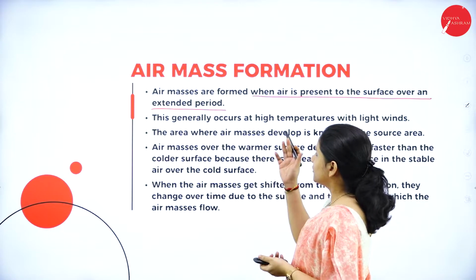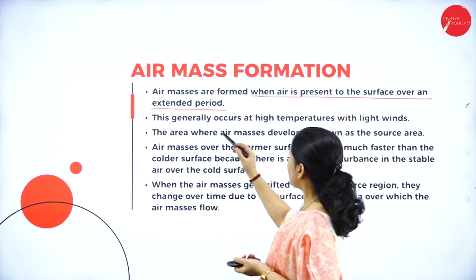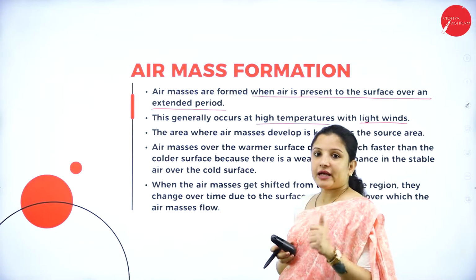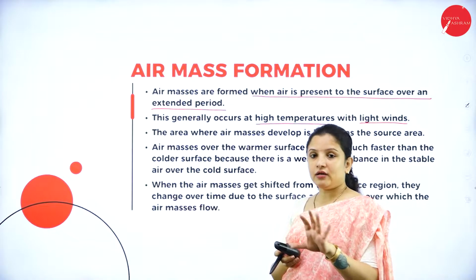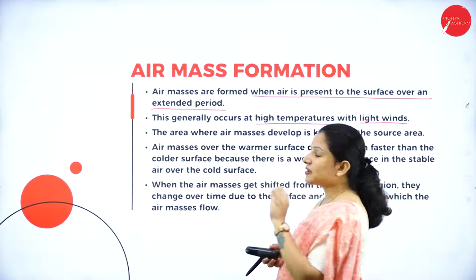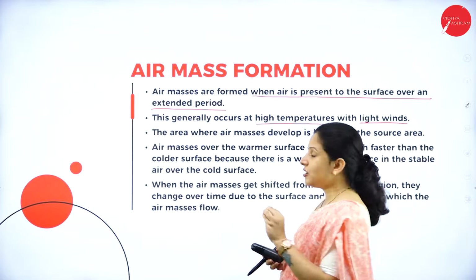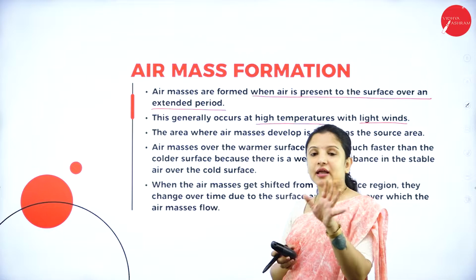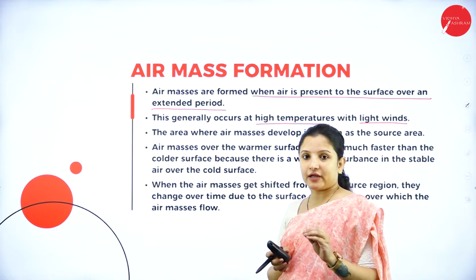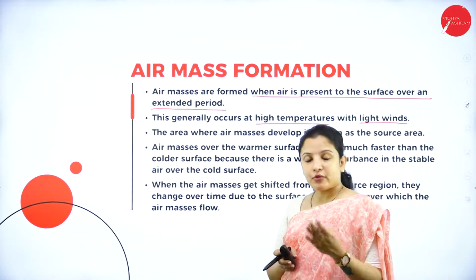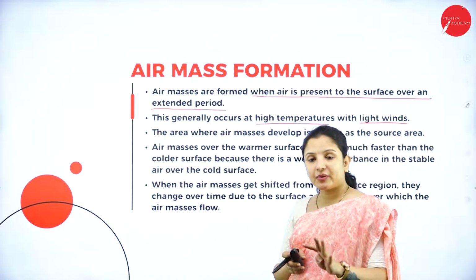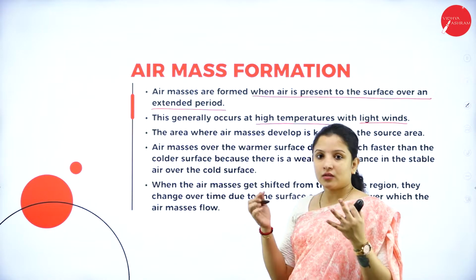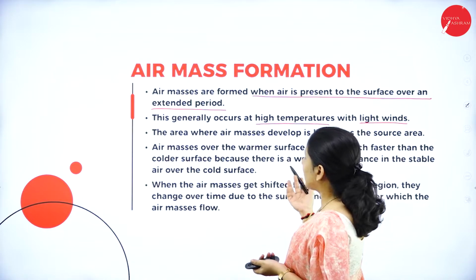This heating generally occurs at high temperature with light winds. So if that area or terrain receives high temperature along with light wind, then in that particular area the air mass will be maintained perfectly. What did we mean by air mass? The moisture in that area will be correct, the temperature will be correct and all that. Therefore the weather of the area will be normal. So that is about air mass formation.